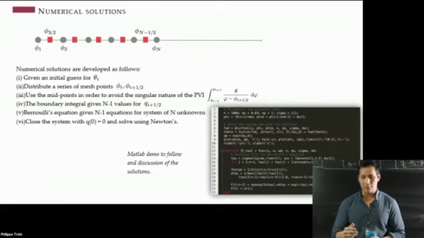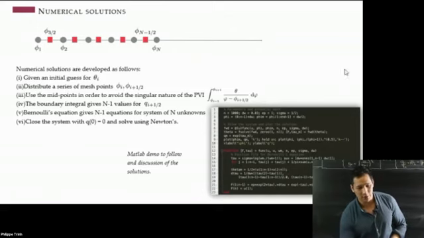The next step is I'm going to distribute a series of mesh points that run from 0 to a large number. So here phi 1 through phi n. And in addition to that, I'm going to distribute a series of midpoints between those, indicated with the red squares. The reason why I do this kind of mesh point, midpoint approach is that it's a bit of a cheat that allows me to integrate this singular principal value.